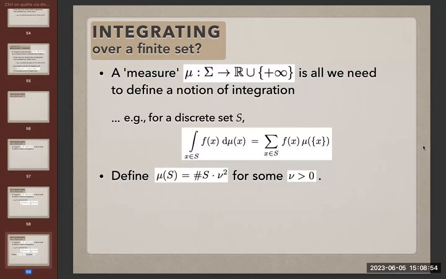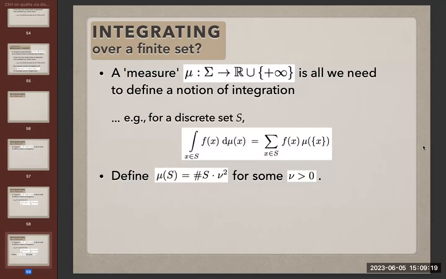We're dealing with nu squared, for nu some positive number. Why are we taking the square of it? Well, for a simple technical reason that we'll see in a moment. So we define this measure, and depending on the value of nu, we get different measures. It allows us some freedom to massage scalar values by defining the measure in a way which is suitable to us.